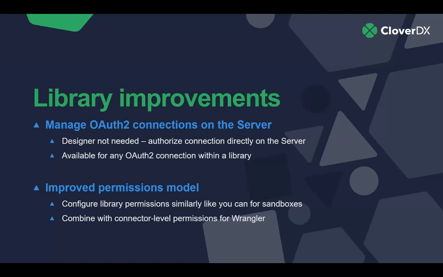We also improved the permissions model that allows you to work with libraries in more complete ways. So we can now control permissions on 2 different levels. On one level, you can do a similar setup like you can do for sandboxes, where you control access to the whole library per user group. And you can then also do a more granular permission setup on a connector level, which ties to how Wrangler and Data Catalog see the libraries.